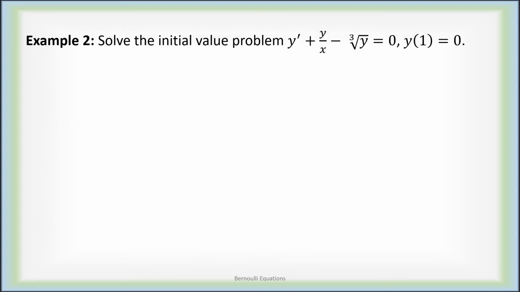Let's take a look at a second example. Let's solve the initial value problem: y prime plus y over x minus the cube root of y is 0, but also y of 1 is 0.